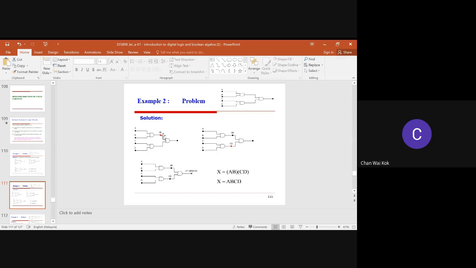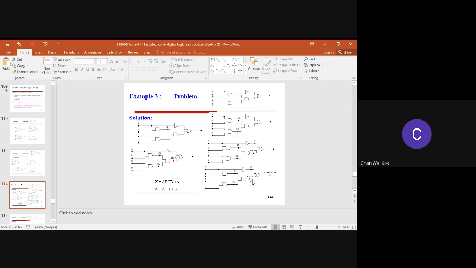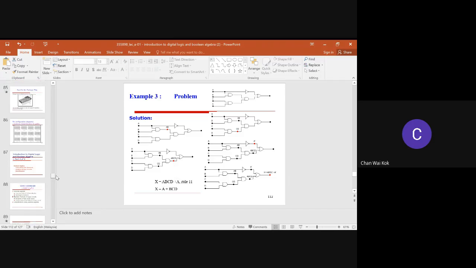Then you have this one, A. You have AB over here, then you have CD. So this one will be ABCD. Then you have this one. First you have AB over here, then you have CD, then you have ABCD, then you have A bar here. So X will be equal to ABCD plus A bar. And then you can further simplify it to become X equals A bar plus BCD, because this one you follow rule 11 of the previous Boolean algebra topic.